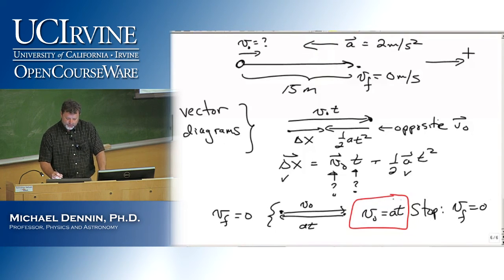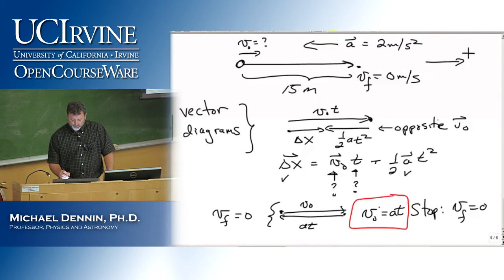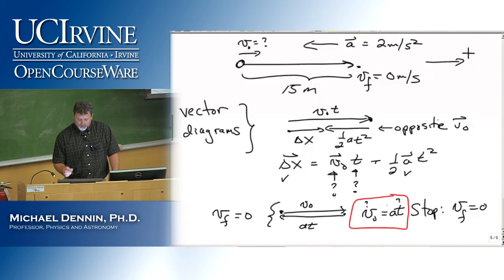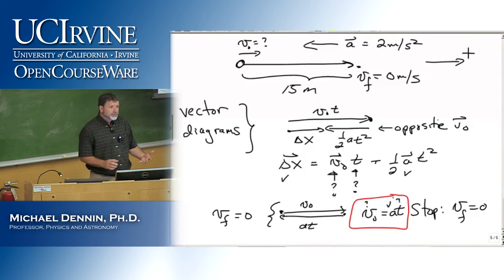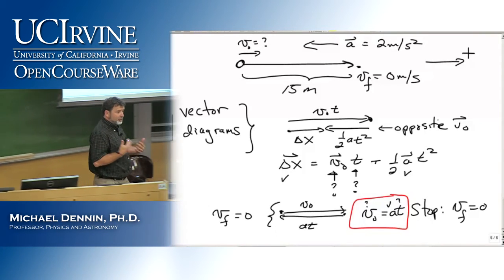Notice this did not introduce any new unknowns. I don't know this, I don't know that, but I know that. So I have the same 2 unknowns. I now have 2 equations. I could do the problem.